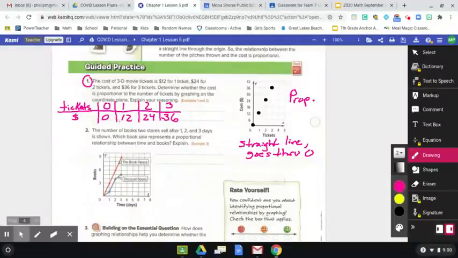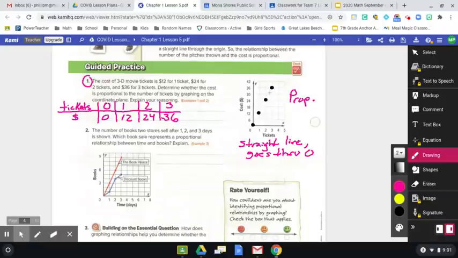I took those coordinate points and came over to the graph and graphed them. I did put 0, 0 in the table because if you're not buying any tickets, it doesn't cost you anything. So 0, 0 makes sense there. And then when I plotted the other points, 1 and 12, 2 and 24, 3 and 36, that is creating a straight line.